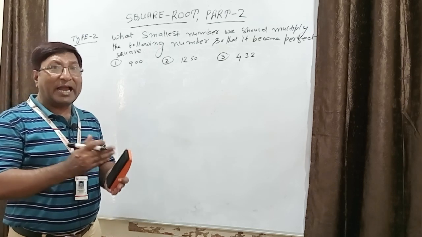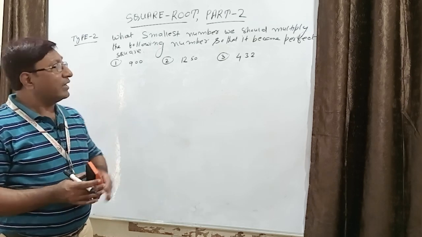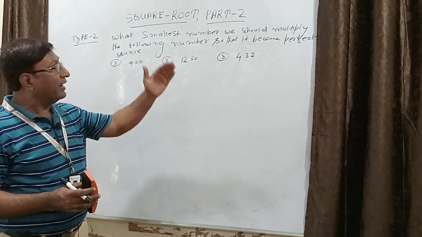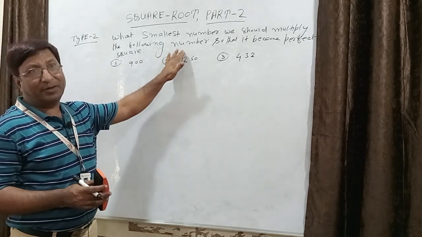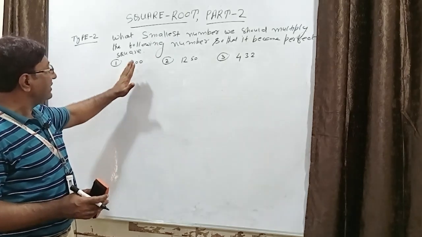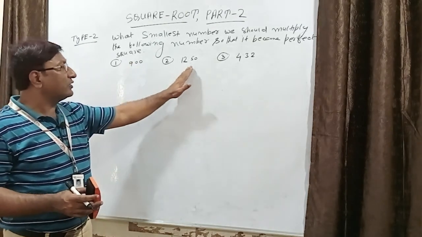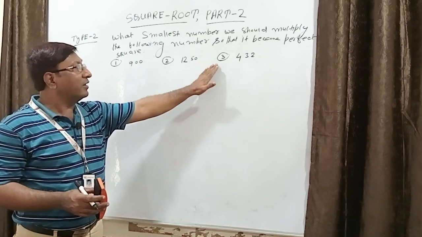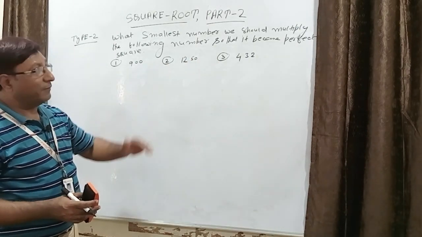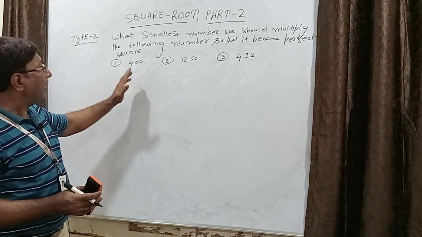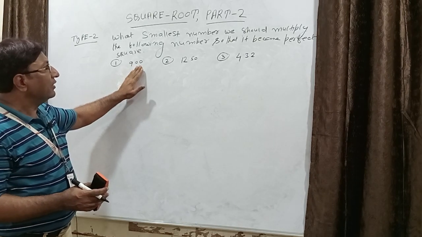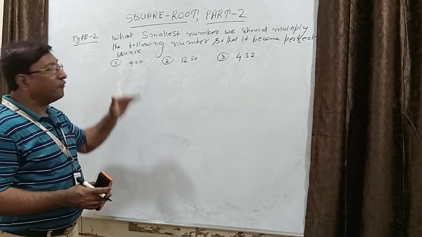Today I am explaining type number 2 question, where the question is: what is the smallest number we should multiply the following number by so that it becomes a perfect square. Here are three questions: 900, second question 1250, and third question 432. We will solve all three questions one by one.